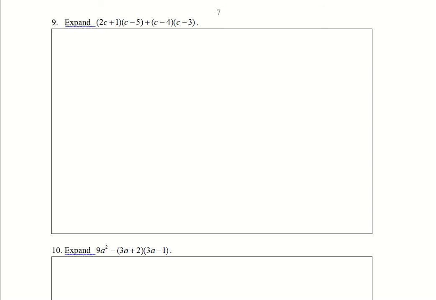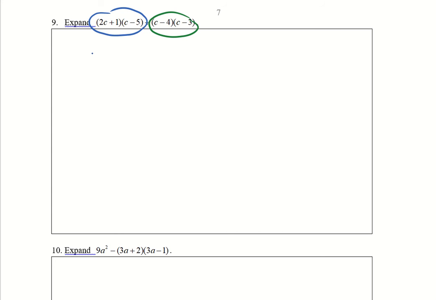Okay, so in this example, still level 4, but this time we have to expand (2c + 1)(c - 5) + (c - 4)(c - 3). They're separated by a plus there. So this is considered as one term, and this over here is considered as another term. So what you will need to do is draw two multiplication frames.